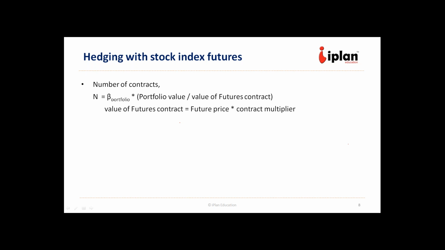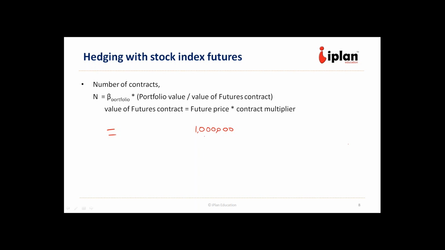So what you do is here, let's take an example. You have 5 contracts and the total value of those 5 contracts is, let's suppose, 10 lakh. The portfolio value is 10 lakh. So you have 10 lakh to invest into the market. So you invested 1 million, and now you want to hedge it.